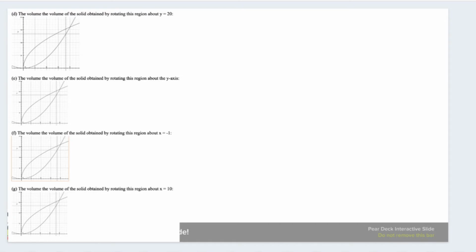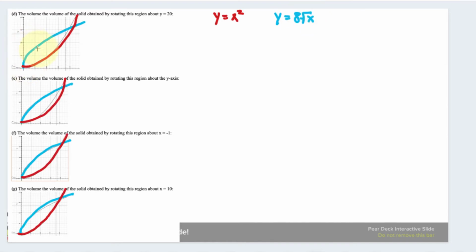All right, our next set of questions, still dealing with the same two curves. So that was y equals x squared and y equals 8 root x. I'm just going to highlight them again. Now in this first question D, we're rotating around y equals 20. So y equals 20 is going to be all the way up here somewhere. And so when I do this, look at what happens.